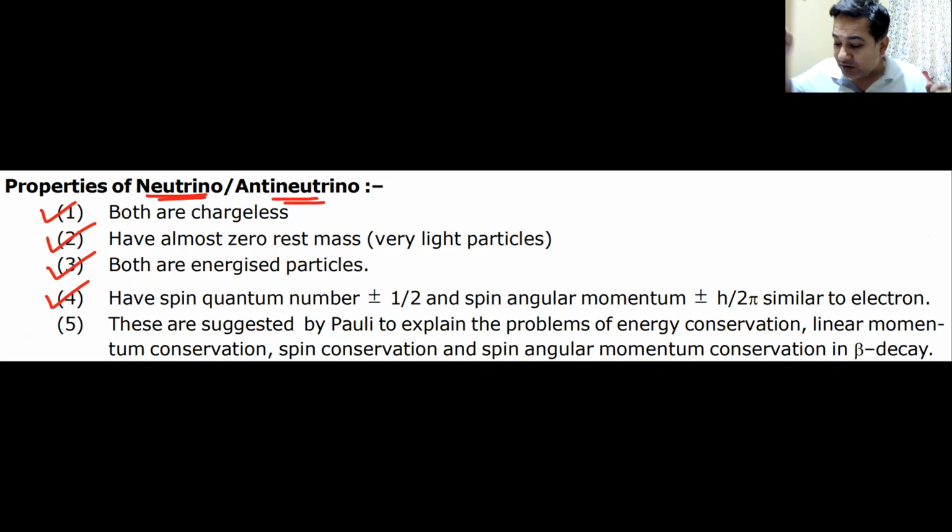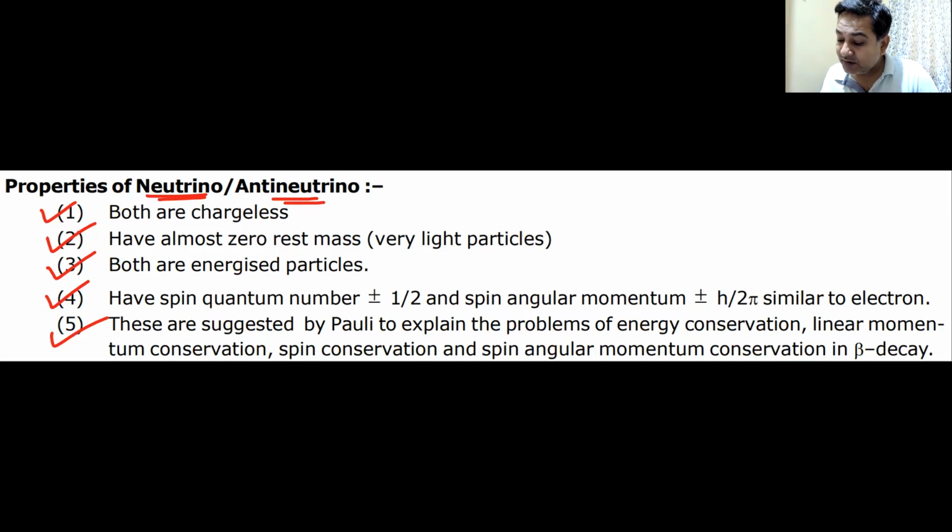You understand spin quantum number? Spin angular momentum. Yes, sir. Similar to the electron. They were suggested by Pauli's exclusion principle. Do we remember this? We have to remember this. There is no other way out. Do we understand this? Yes, sir. Very good.